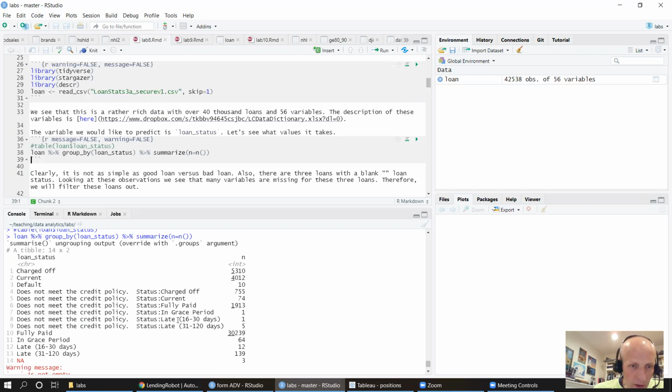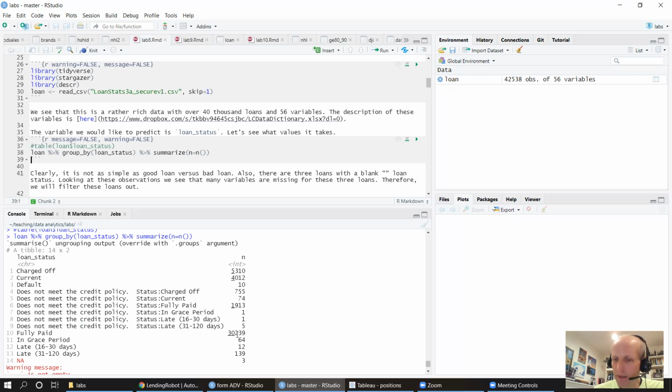Then we have some other possibilities of how Lending Club classifies a loan. The most common is a loan is fully paid. 30,000 of those 42,000 loans are fully paid. So those are all good loans.